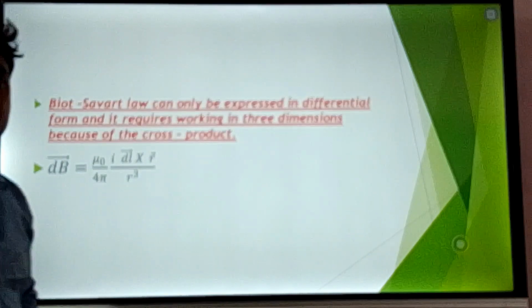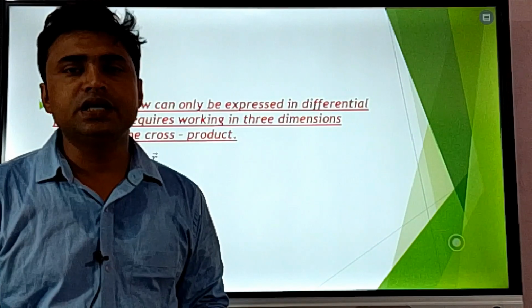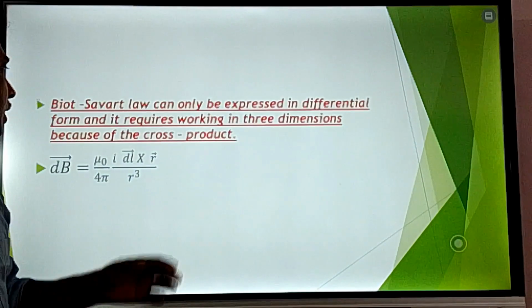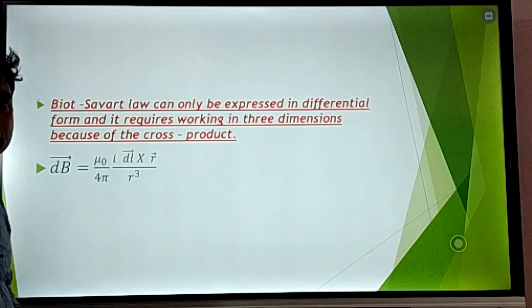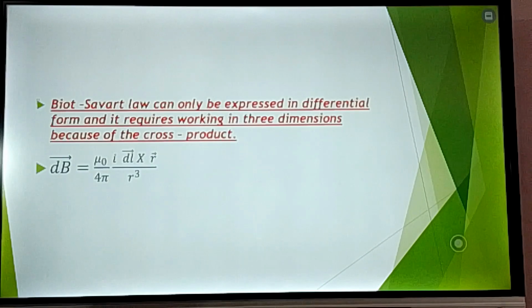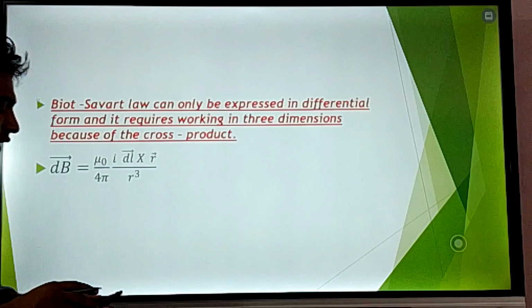Since there is a cross product, it requires the calculation in 3D. In 3 dimensions we have to do the calculations. Okay, this thing we have got it. This thing we have explained.